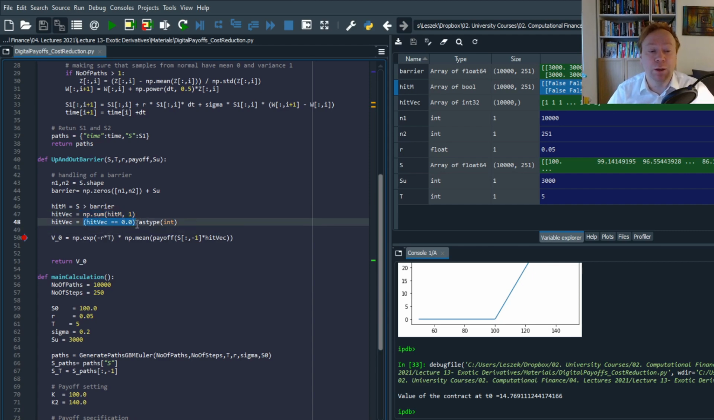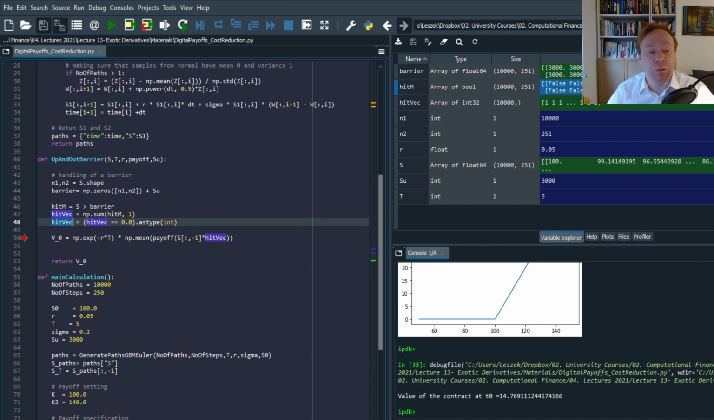We check all the cases, so all the sums for each row. We check whether there's a case at which the number of hits was 0. And this is what we do here. And this is the casting into integers. So at the end, we have a 0 and 1 vector.